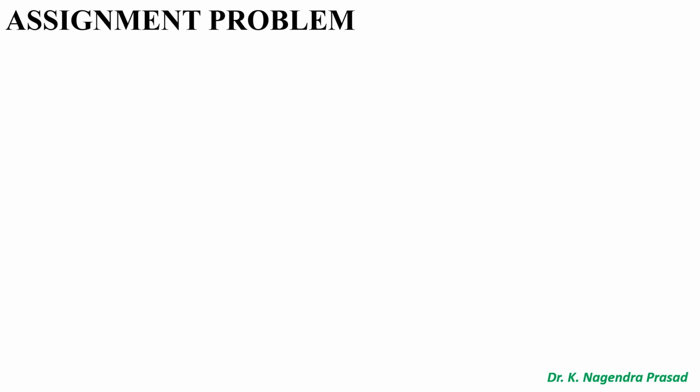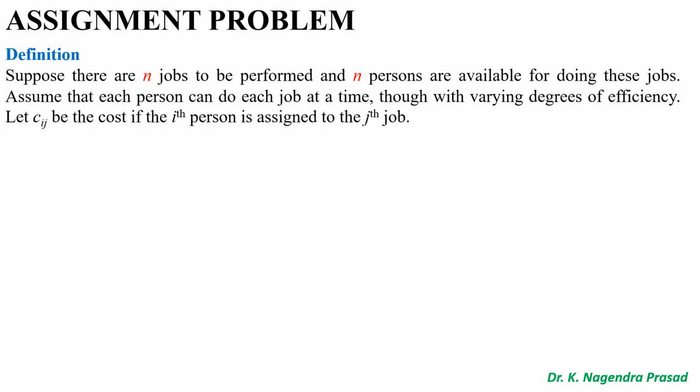In the present video, we will discuss the introduction of the assignment problem. Let's see the definition of the assignment problem. Suppose there are n jobs to be performed and n persons are available for doing these jobs. Assume that each person can do each job at a time with varying degrees of efficiency. Let Cij be the cost if the ith person is assigned to the jth job.